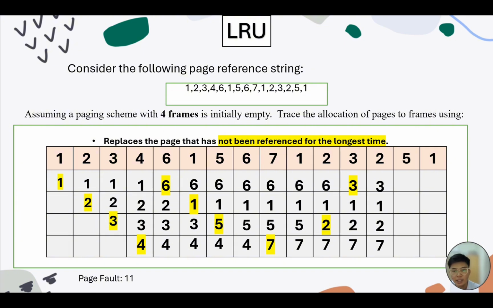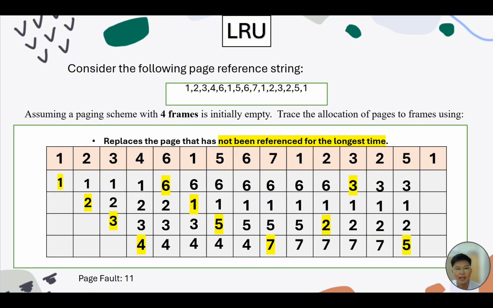Now page 5 is requested. When page 5 is requested, the oldest page will be 7. 2 is new, 3 is new, 2 has been used so it's new already, 1 is also new, and 7 will be the oldest one. So we change 7 to 5. It will be 3, 1, 2, 5.